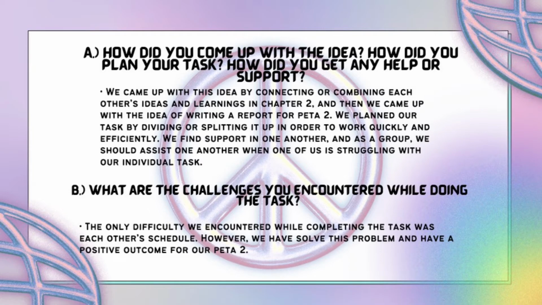We came up with this idea by connecting or combining each other's ideas and learnings in Chapter 2, and then we came up with the idea of writing a report for Peta 2. We plan our tasks by dividing or splitting it up in order to work quickly and efficiently. We find support in one another and as a group. We should assist one another when one of us is struggling with our individual task.